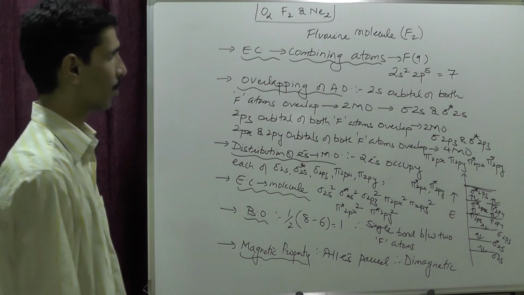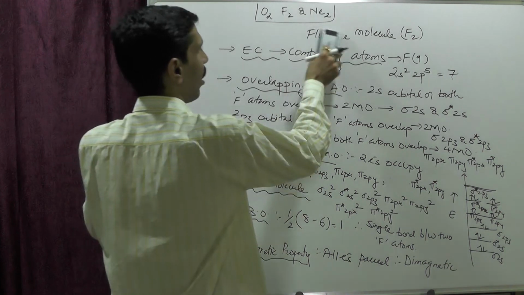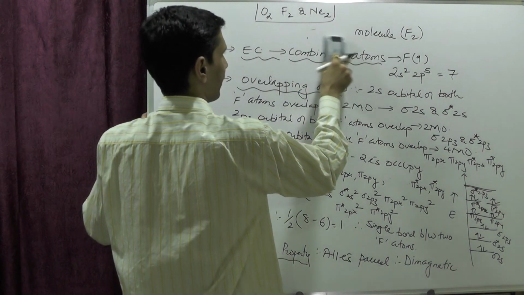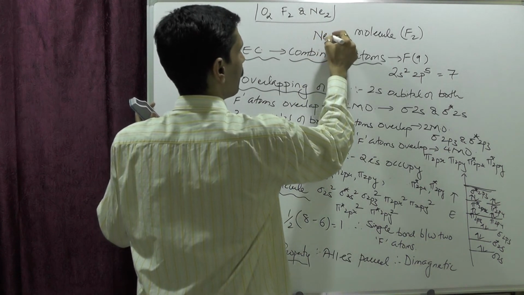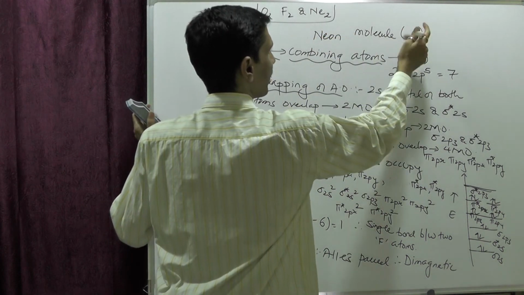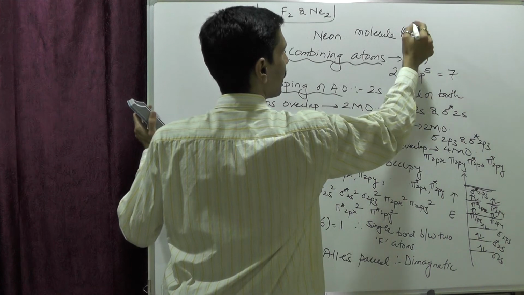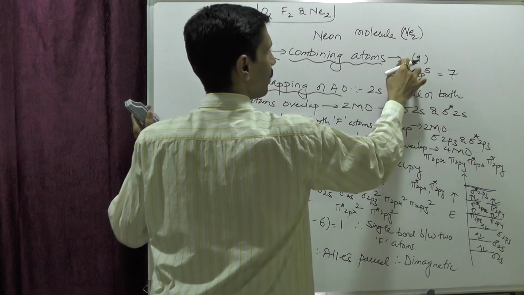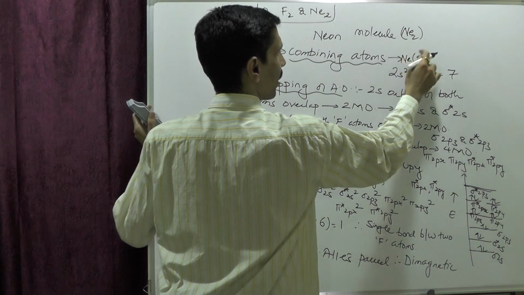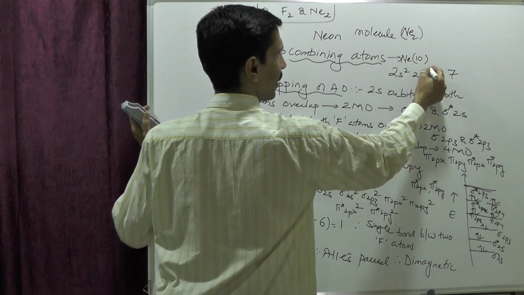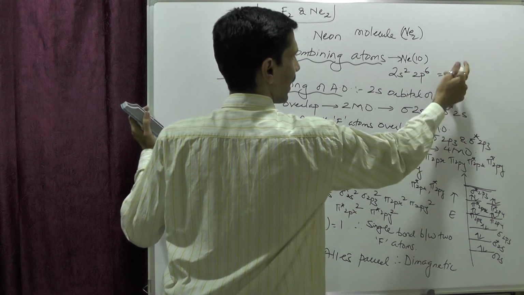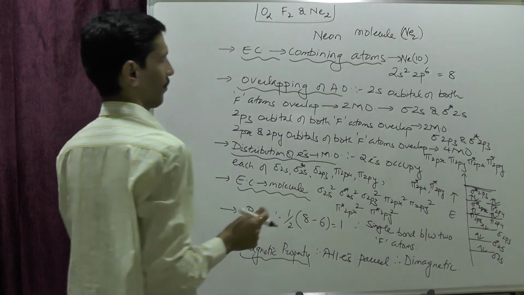Okay, we go to the next molecule, the last molecule of this particular part, and yes, that is what? The neon molecule. So the change in the symbol is Ne2. Neon, atomic number will be 10. This will become 2s2 and 2p6. So that means 8 electrons in the valence shell.